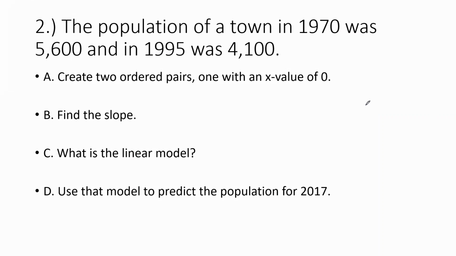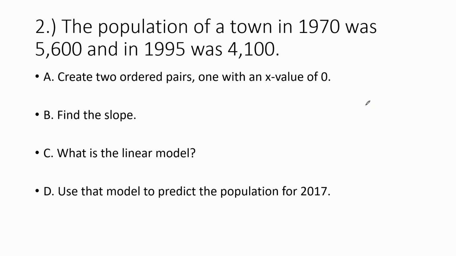So we're going to look here at number 2. Population of a town in 1970 was 5,600, and in 1995 it was 4,100. So we're going to go through kind of the same dealio. So part A, here's the thing. If you want to find a linear model, you've got to have slope and the y-intercept. Those are two things you have to have. And when you're just given some data, you don't necessarily have either one.